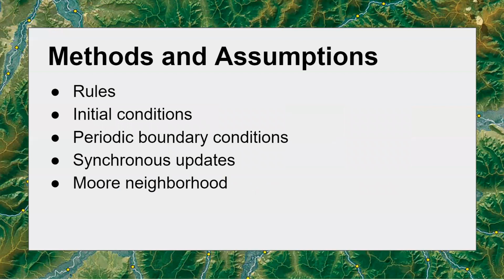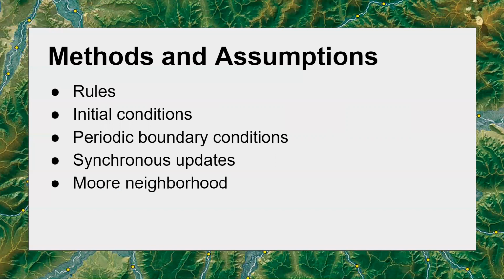Now we're going to quickly describe some of our detailed methods and their associated assumptions. For our rules, one assumption we made is that once a cell becomes a river cell, it stays that way, so rivers can't dry up. For our initial conditions, we assume that we start with one river cell, which could represent a new source of water, such as a spring.